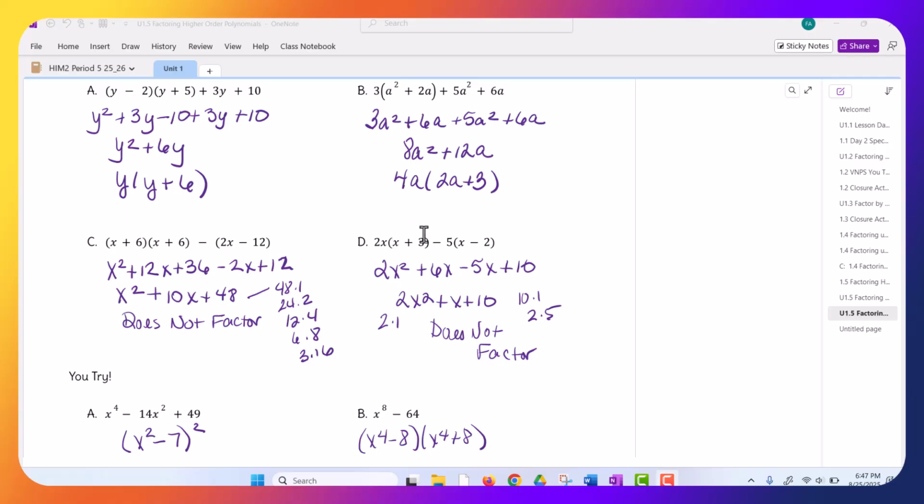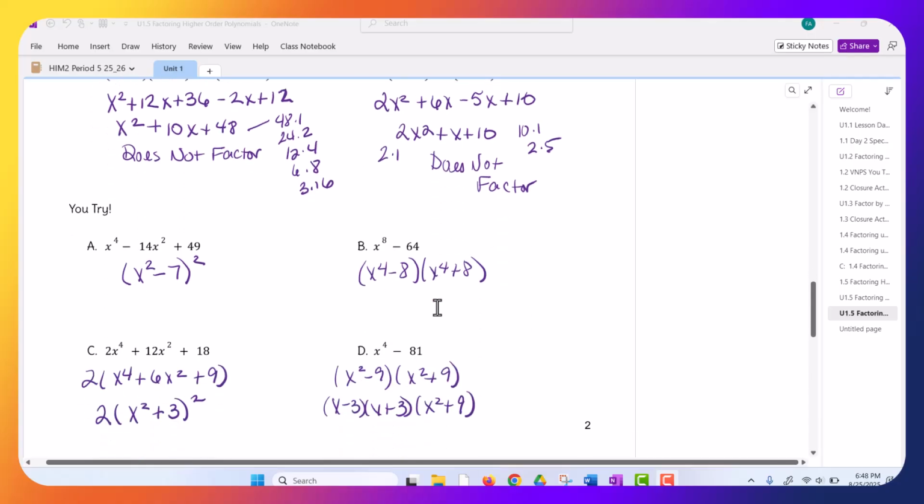Again, we're going to do distributing that 2x to the x and to the 3. We're going to distribute that minus 5 to the x and to the minus 2, ending up with 2x squared plus 6x minus 5x plus 10. We'll combine some like terms. And again, we're looking at 2 and 1, 10 and 1, and 2 and 5, both having the same positive sign. There's no way we're going to get that to add to just 1. So this does not factor any further.